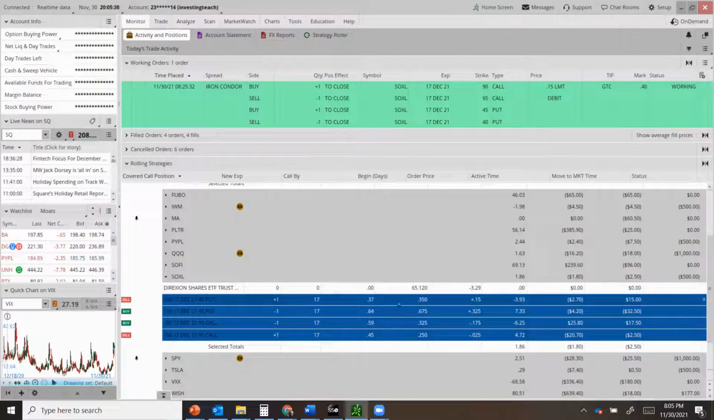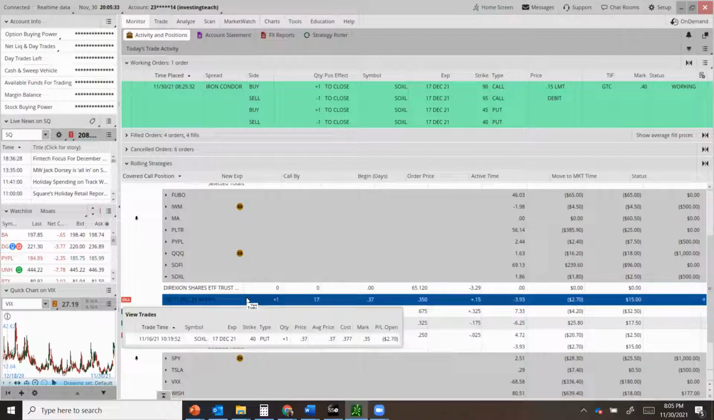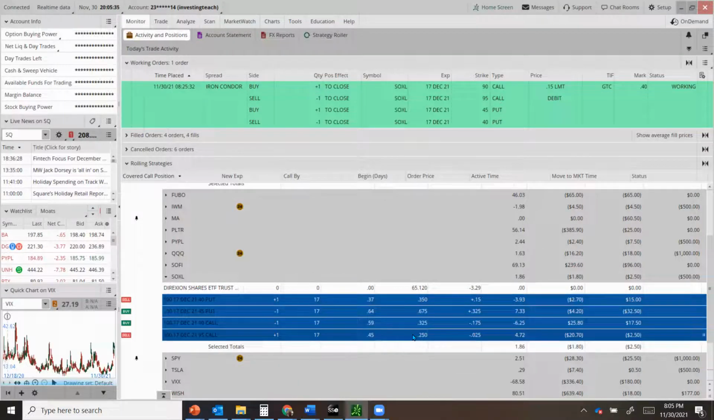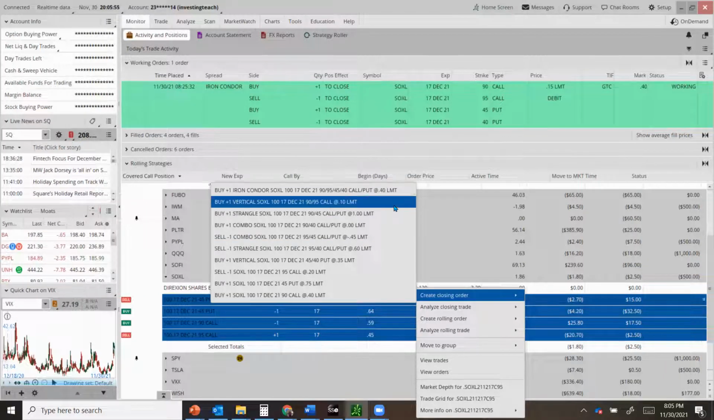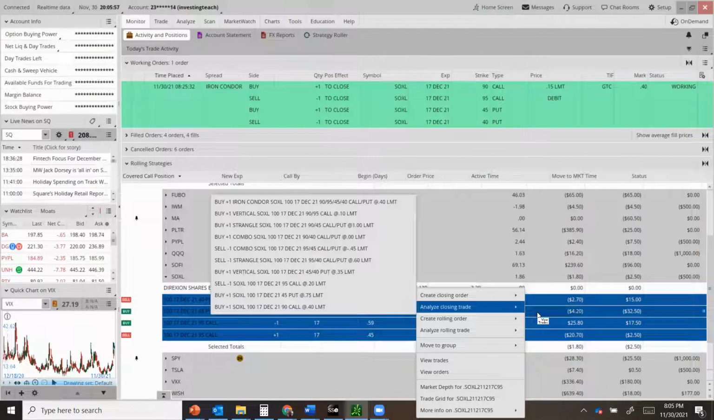I don't think you have to do it with the whole spread, right? I think the question was just on a single cash secured put or something. For this spread, this will show the limit price for the whole spread. If you do that for the cash secured put, you would just click on the one put that you have here, right click it, and then create closing order. It's actually even simpler than that when you have a cash secured put.